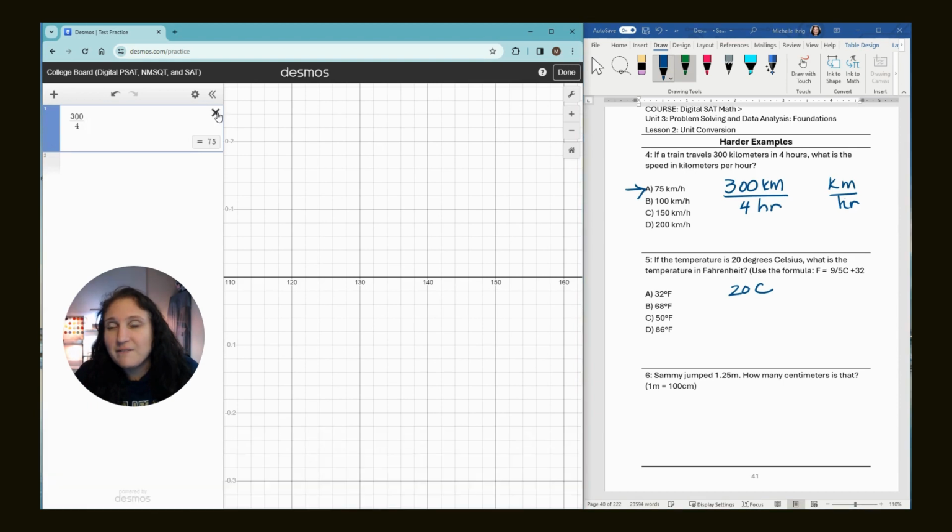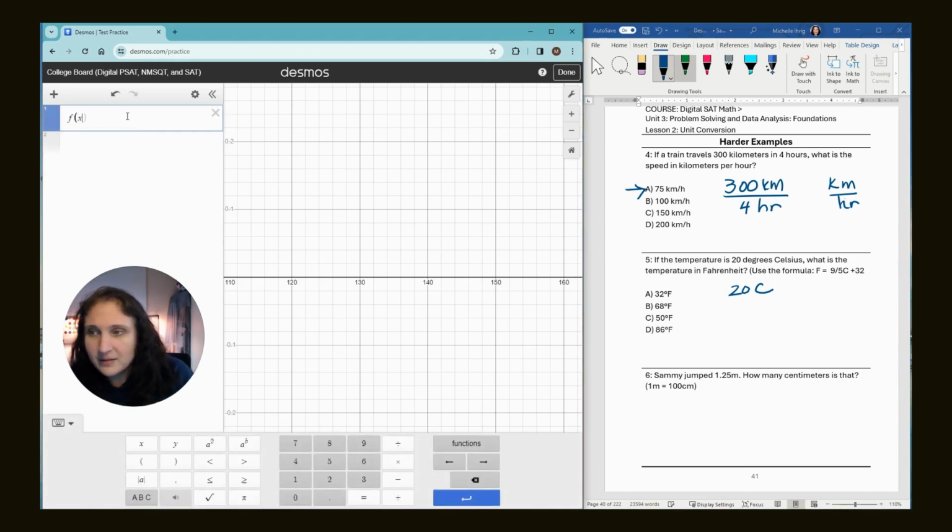So instead of Fahrenheit, we're going to put f of x equals, so Fahrenheit of x equals 9/5. This is the hardest part. Make sure you use the little arrow key. And I'm going to put in x plus 32.